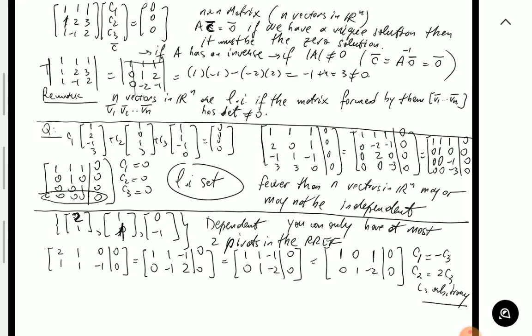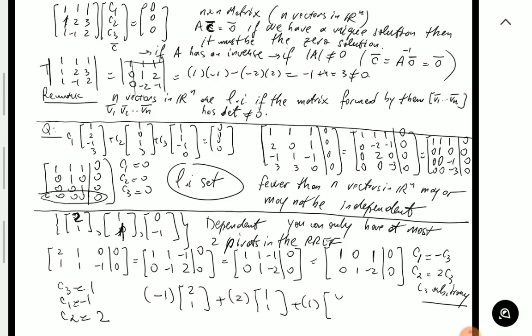So that means you can always find non-zero linear combinations, right? Let's say, for example, I choose C3 equals 1. That means C1 equals negative 1, C2 equals 2. And we can easily verify that minus 1 times (2, 1) plus 2 times (1, 1) plus 1 times (0, minus 1) is the 0, 0 vector. So therefore, we have a linearly dependent set.